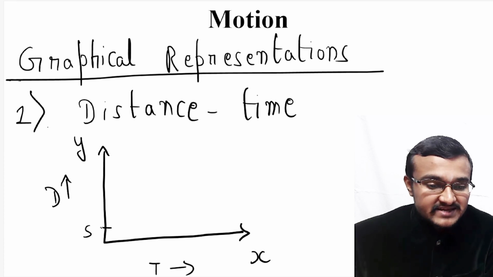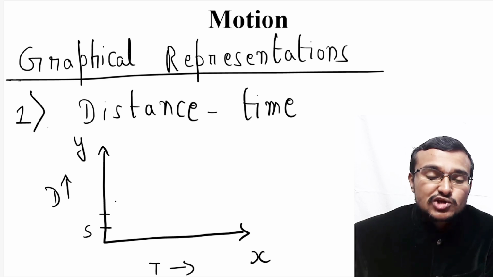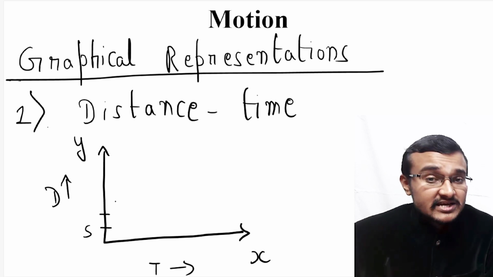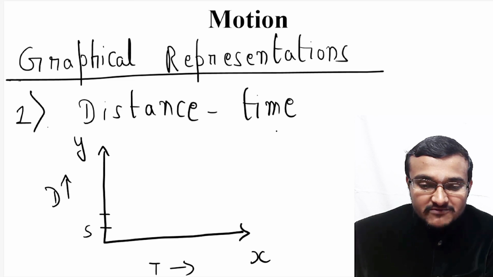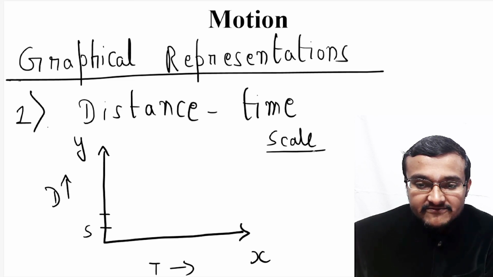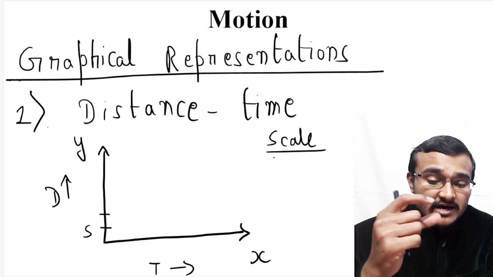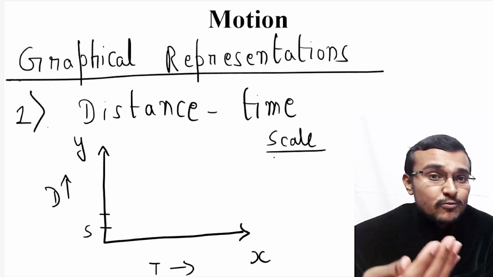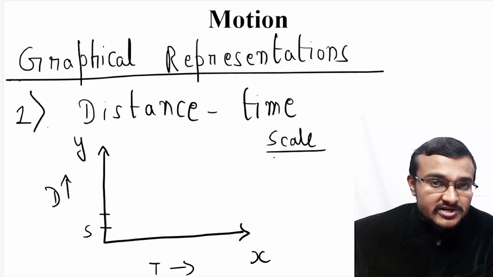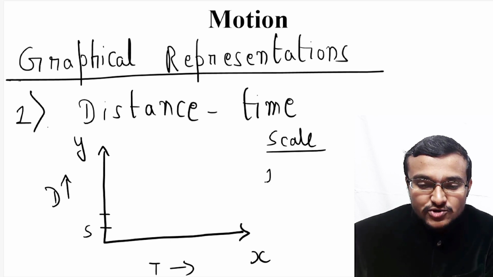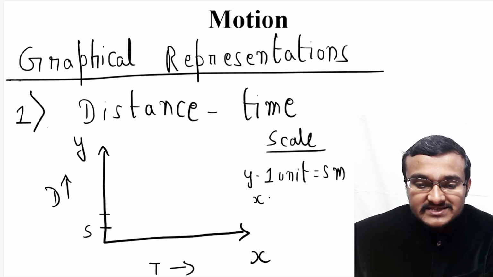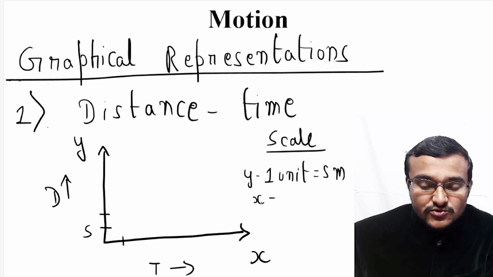Now we have to scale this graph. Each individual unit on the y-axis will be equal to 5 meter. You should always remember scaling is very important in a graph. Here you give how much of the physical quantity 1 unit covers on that particular axis. So 1 unit on the y-axis will be equal to 5 meter. For the x-axis, let's say 1 unit will be equal to 1 second or 1 unit will be equal to 1 minute.